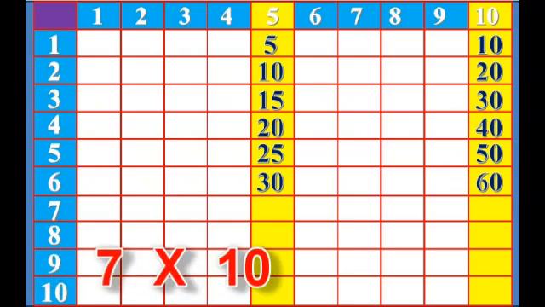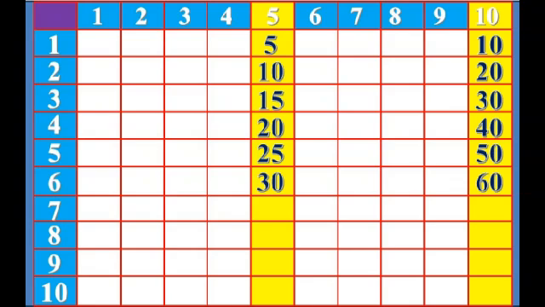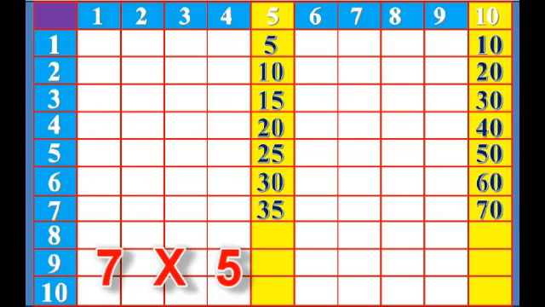What is 7 times 10? The answer is 70. And half of 70 is equal to 35. And 35 is actually 7 times 5.